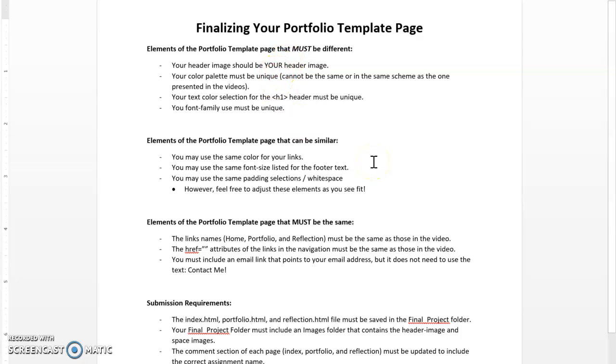It must be your header image, the one that you created that has your name in it. Okay, your color palette must be unique. You cannot use the color palette that I used. Okay, you can actually, let me clarify that. You could use the color palette that I used, but you cannot use it in the same order. Like you couldn't use that color for the background of the header, or the color I selected for the background of the nav and the footer. Your colors for each section must be different than those in my page.